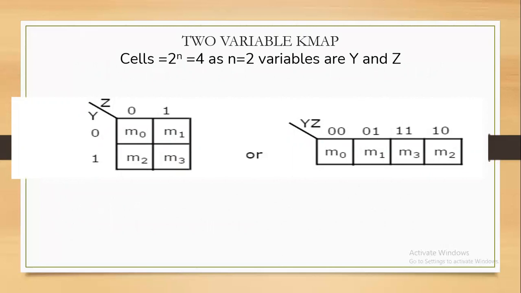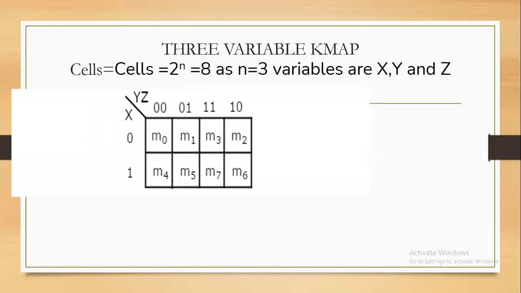For a two variable K-map, we calculate the cells with the formula 2 raised to n. Here n is 2, so 2 raised to 2 gives 4 cells, which can be arranged as 0, 1, 2, and 3. The two variables are y and z. On the left side, to derive the literals, we use y bar and y, and here z bar and z. Finally we arrive at the simplified expressions. This is a two variable K-map.